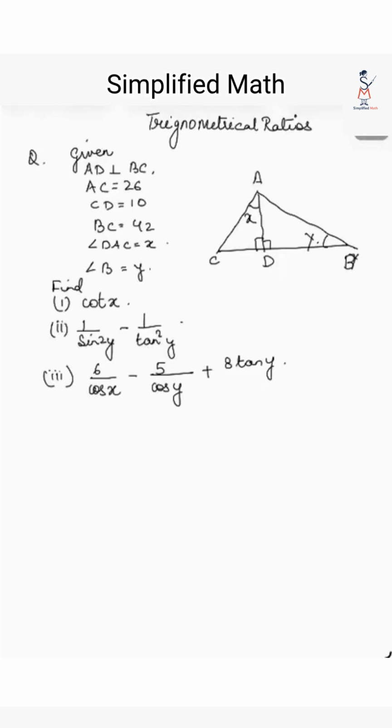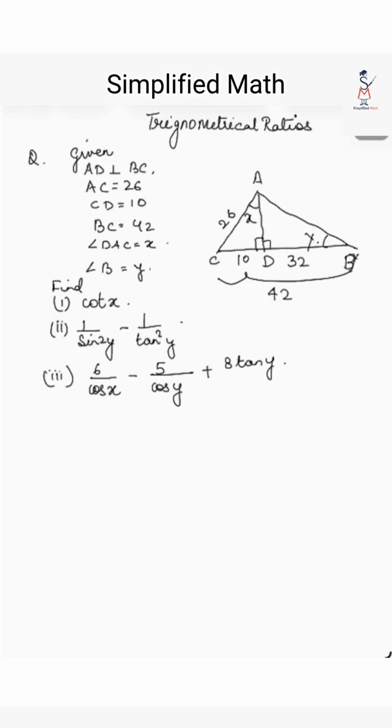Hi, we are doing trigonometrical ratios. This is a figure which is given. AD is perpendicular to BC, AC is 26, CD is 10. This whole BC is 42, so DB will be 32, and angle DAC is X and angle B is Y.